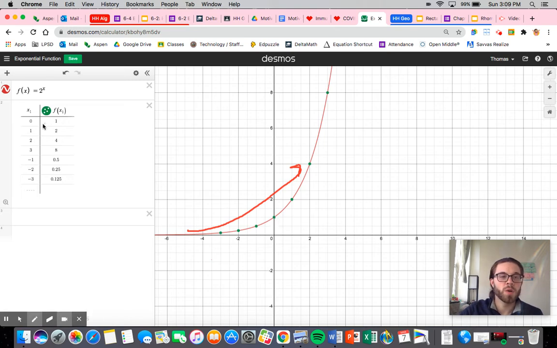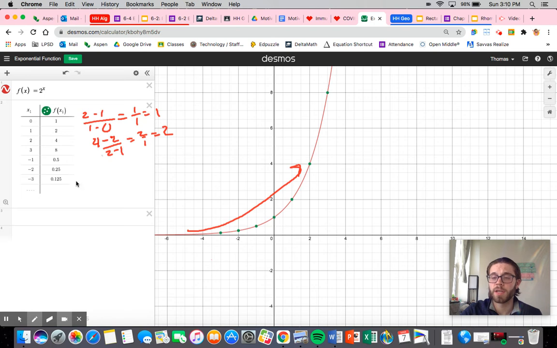We have 0, 1, right? Here's my points. 0, 1, 1, 2. So the change in y would be 2 minus 1, over 1 minus 0, right? 2 minus 1 is 1, over 1 is 1. Now let's look at the next 2 points. 1, 2, 2, 4. 4 minus 2 over 2 minus 1. I'm still only changing by 1 in the denominator, right? But now I'm changing by 2 in the numerator. And if I kept going, you'll see that these are going to be different every single time.